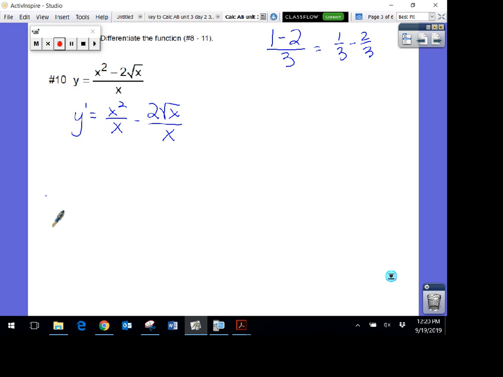So our exponent rules. We've got to remember those exponent rules from Algebra 2 in pre-calc. X squared over x is just x. 2 minus 1 is 1. Minus 2. This root x is x to the 1/2. So really what we have here is 2x to the 1/2 over x to the first. Our exponent rules, top minus bottom, is 2x to the negative 1/2.